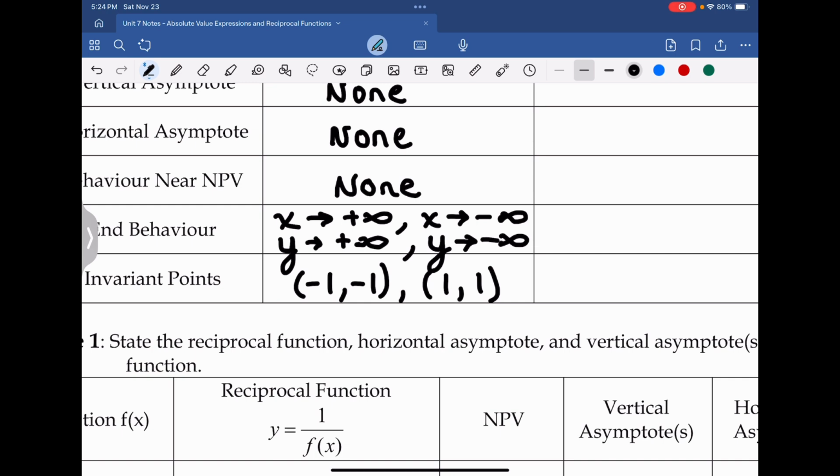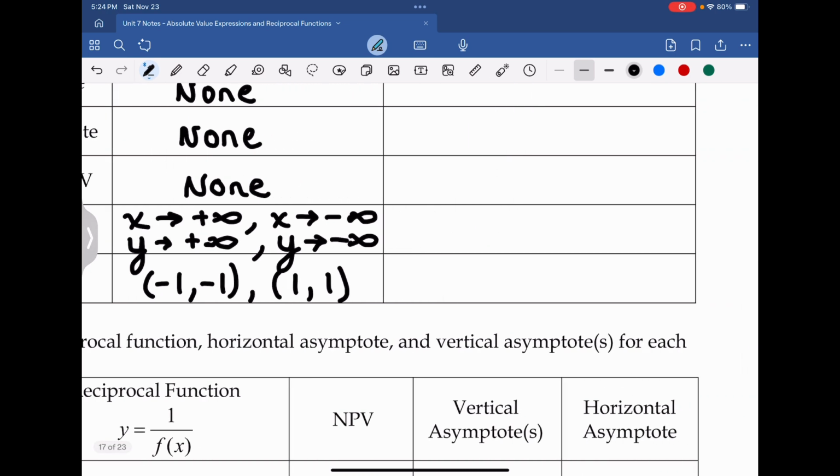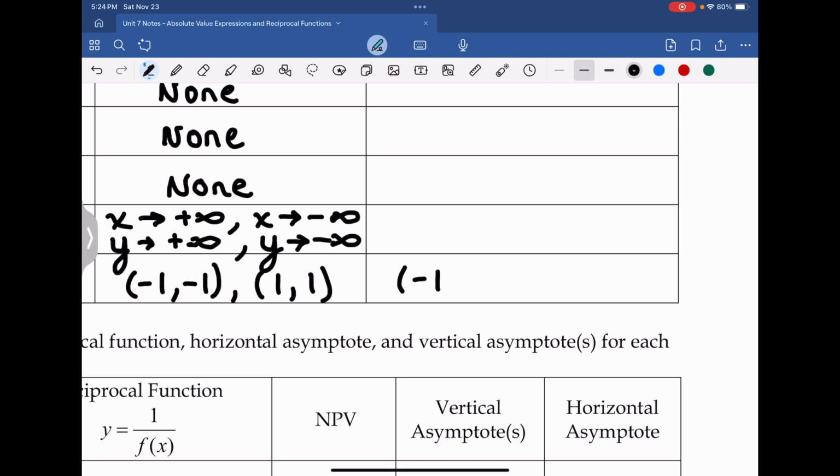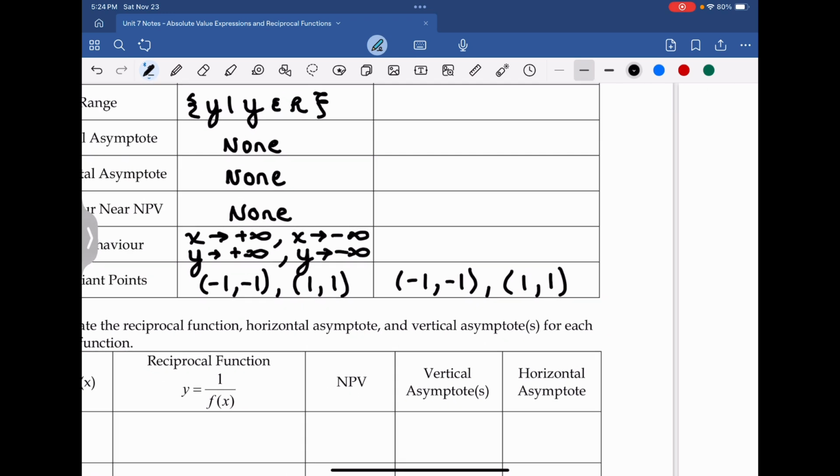Now, if these are invariant points, and for y equals x and y equals 1 over x they were the same, I want you to just write those in here. We can actually fill that part of the table. If these points do not change, no matter which of these two graphs we were looking at, not for all graphs, but for these two, then it's just going to stay the same.